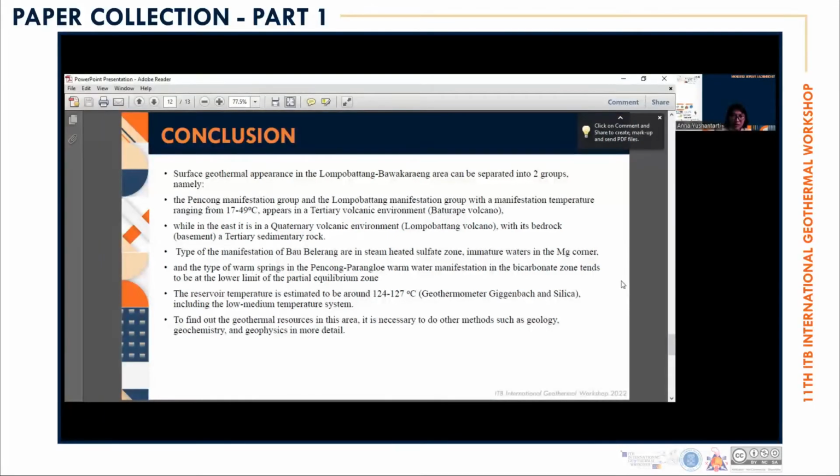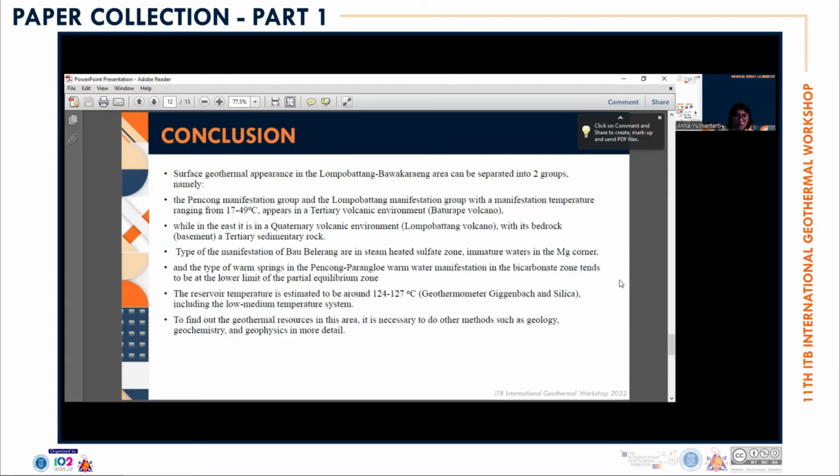sedimentary rock. The type of manifestation of Batu Belerang are in steam-heated sulfate zone, and immature waters in the magnesium corner. And the type of warm spring Pencong and Paranglo are in the bicarbonate zones, tending to be in the lower limit of the partial equilibrium zone. The reservoir temperature is estimated to be around 124 until 127 degrees Celsius by geothermometer given by silica, including the low and medium temperature.